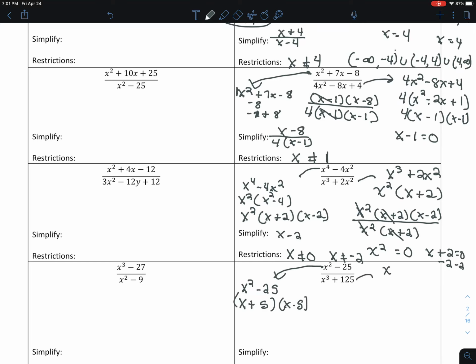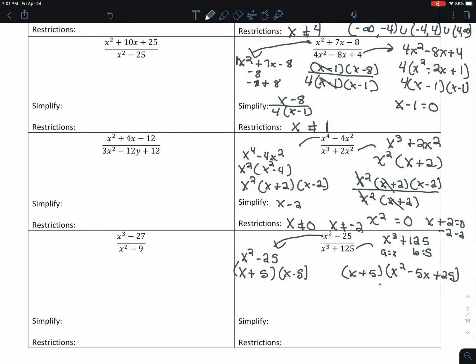This one, do you remember this? This is the sum of two cubes. So a is equal to x and b is equal to 5. And so if you recall, we factor that by doing a plus b, and then a squared minus, because my sign is opposite, ab, so this would be minus 5x plus 25.